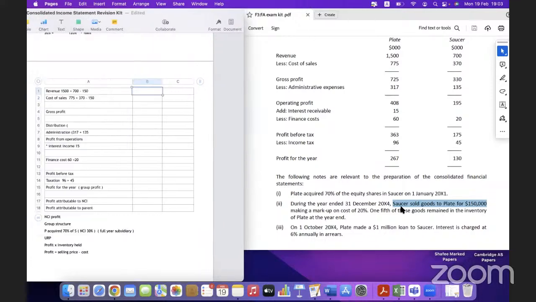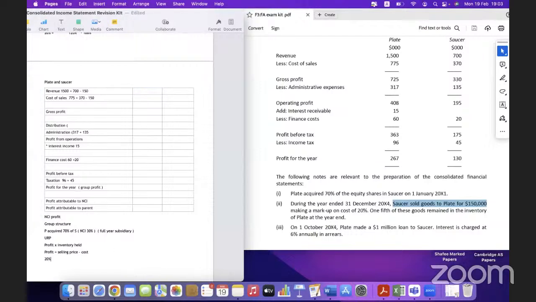Okay, now guys, here you have to keep track of who sold to whom. Saucer sold to Plate. The subsidiary sold it to the parent, by keeping a markup of 20%. So like I have said, always remember when there is a sale and purchase, definitely the next adjustment is URP. So let's start calculating. It's a markup. Okay, use the equation.